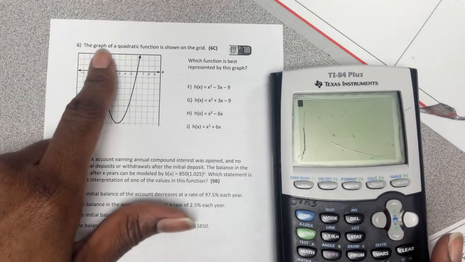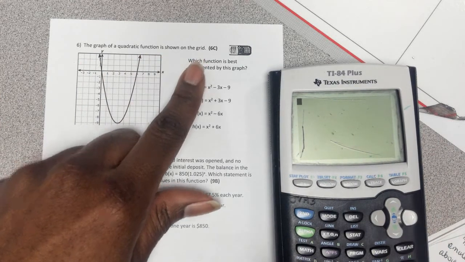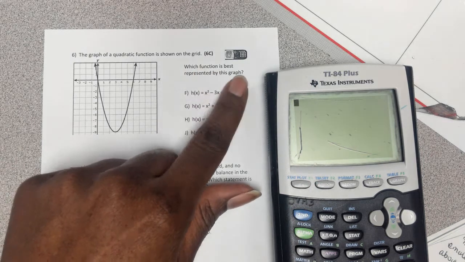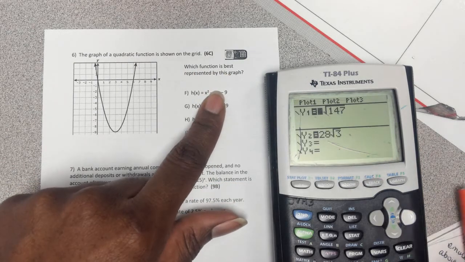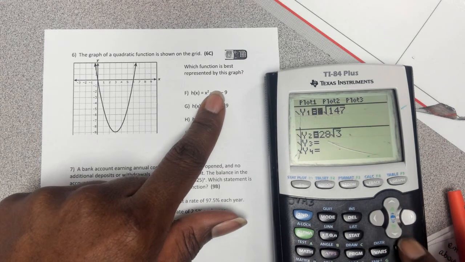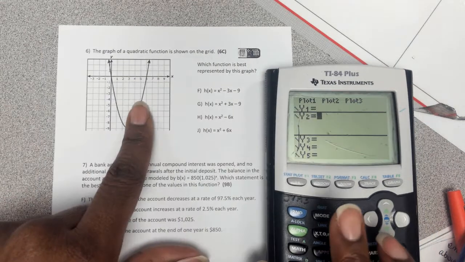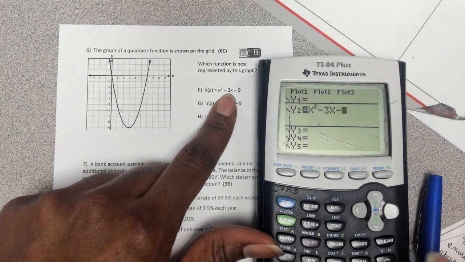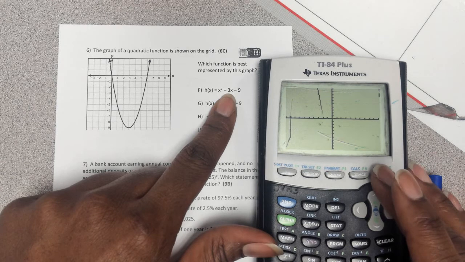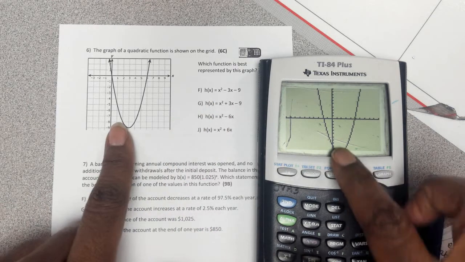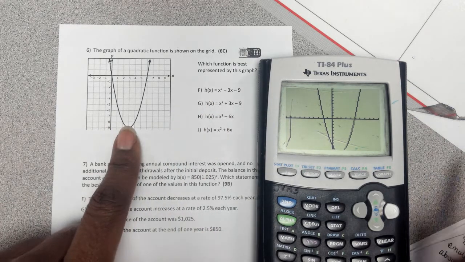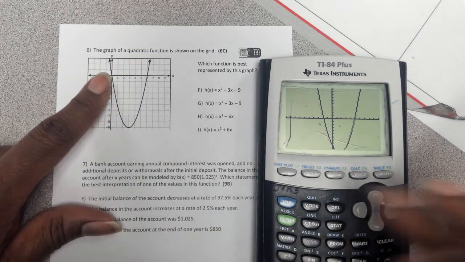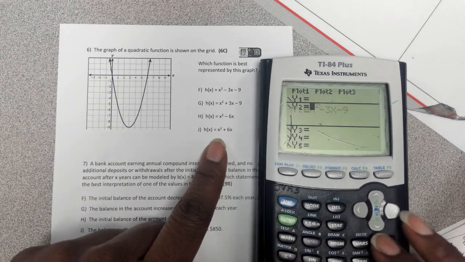All right, this one says the graph of a quadratic function is shown. This one is another calculator problem because you have a graph and they ask you which function is best represented by this graph. So in your y equals, we're just going to put in the different equations and see which graph matches best. x squared minus 9, minus 3x minus 9. Press graph. Does this one look like this one? Kinda, but notice your y-axis and this one, it does not touch the origin like it's supposed to. So it's not that one.